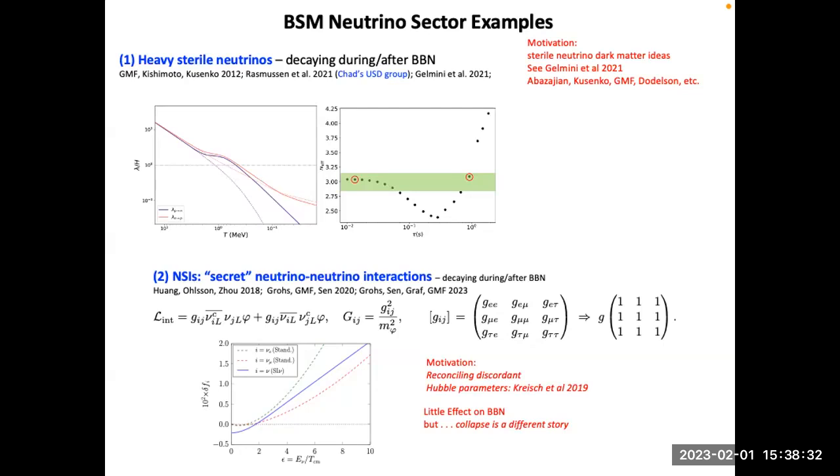And this is an old game. We're still looking at this, whether or not heavy sterile neutrinos could screw up the early universe in some interesting way that we can either constrain or see the fingerprints of on Big Bang nucleosynthesis.